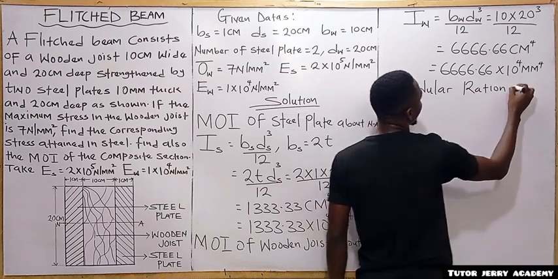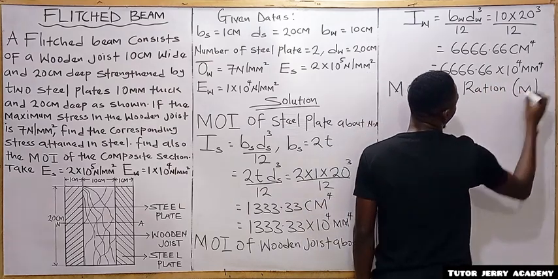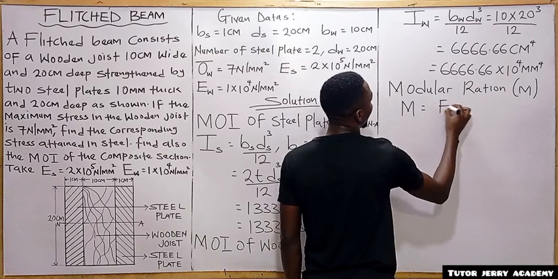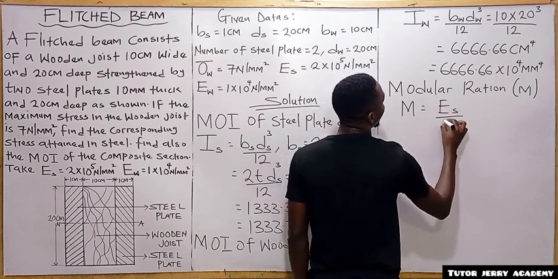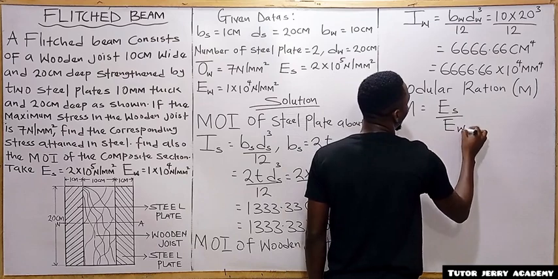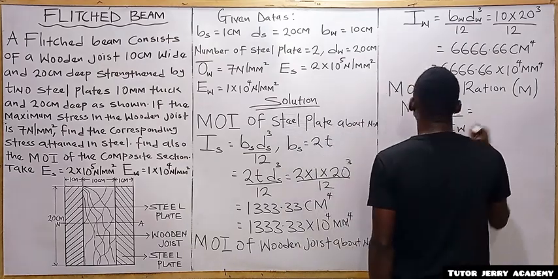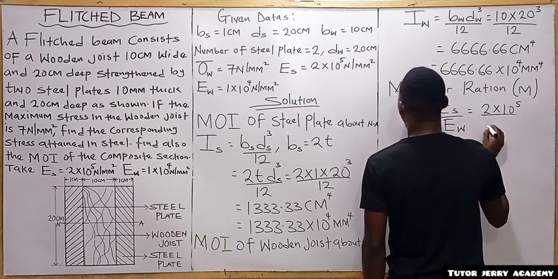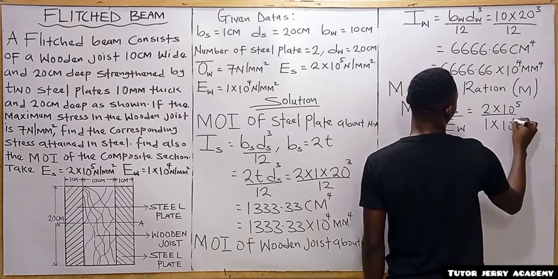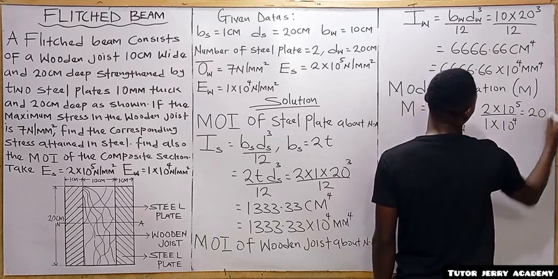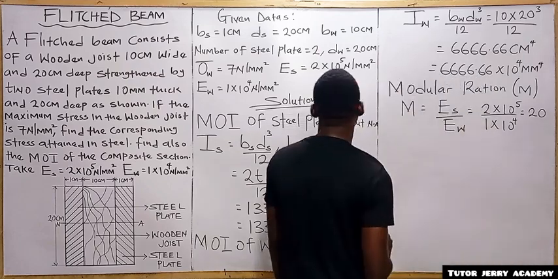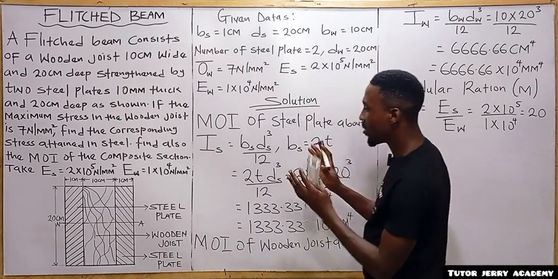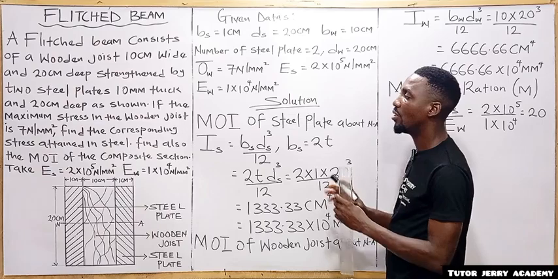All right. You know it is denoted with what? M. All right. We know that modular ratio is equal to the Young's modulus of steel over the Young's modulus of wood. So if you substitute, you are going to have 2 multiplied by 10 to the power of 5 divided by 1 times 10 to the power of 4. So this is going to give us 20.